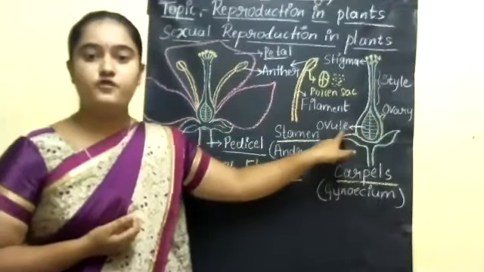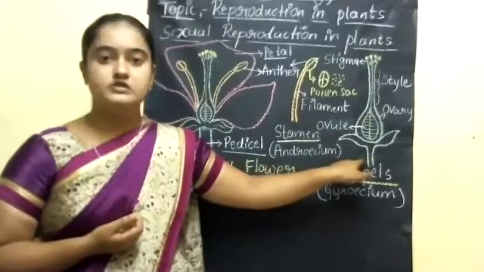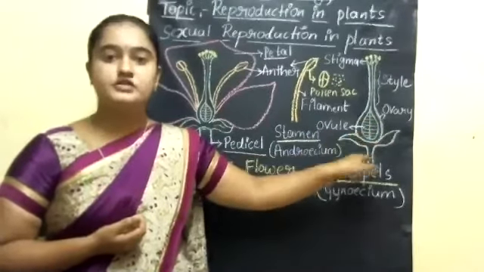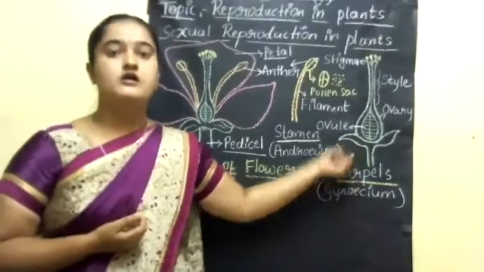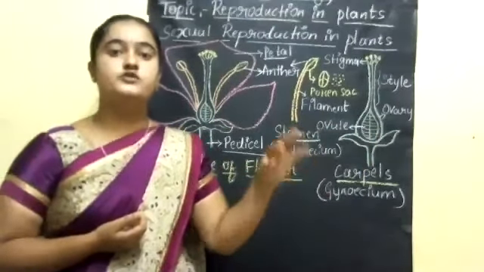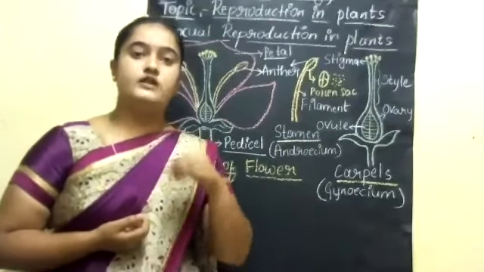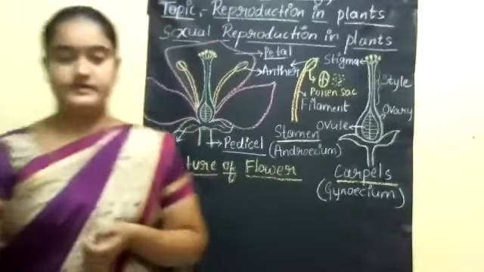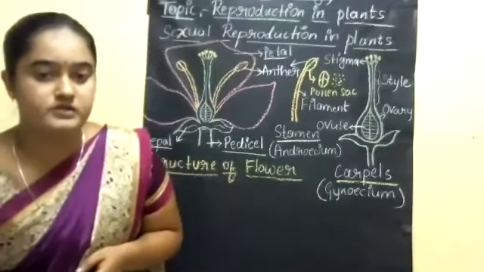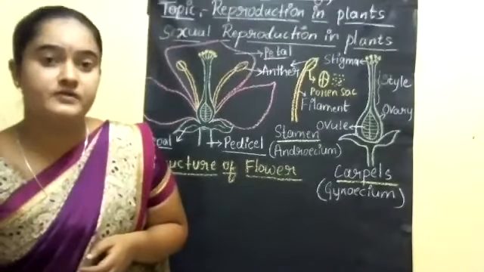The ovary consists of ovules. The ovules consist of egg cells. After the fertilization, these egg cells are converted and produce the seeds. When that seed undergoes the germination process, it will give rise to a new plant. Understood? So that is how sexual reproduction takes place in the flower.